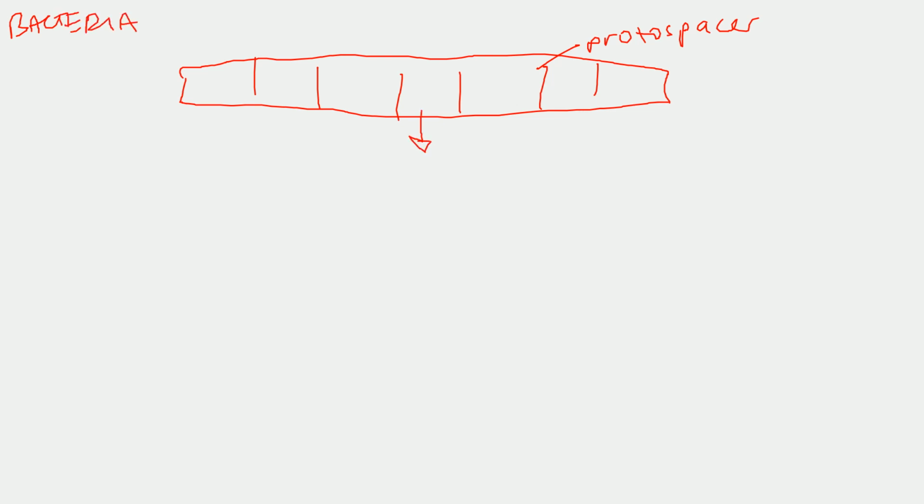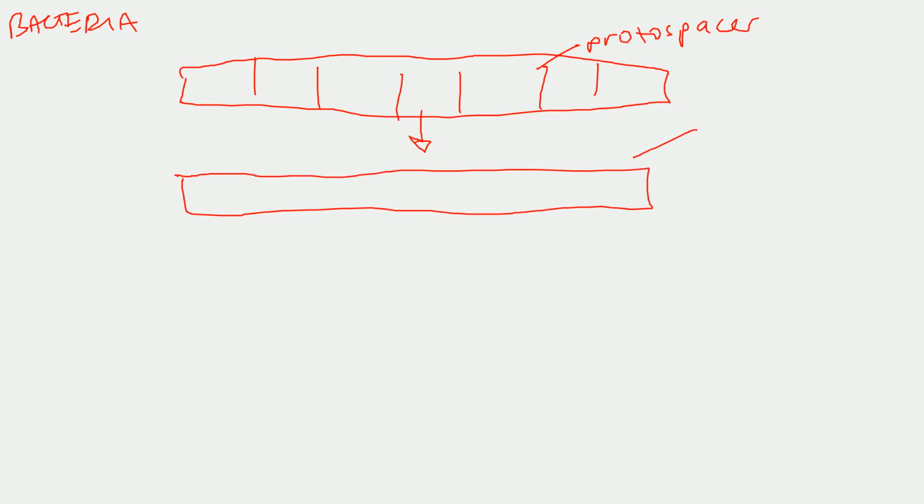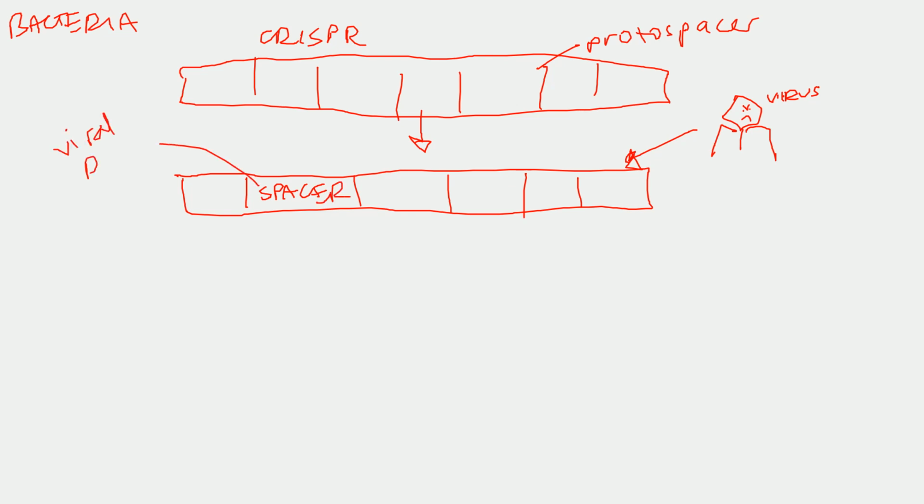What's going to happen is a virus is going to come along and want to infect our bacteria. Let's see how well I can draw a virus, not very well. I'll give him a mean face because he's mean. This is a virus here. This virus is going to inject its DNA into this CRISPR array, and then it becomes a spacer, and these spacers have viral DNA. So the CRISPR array gets injected with viral DNA and it becomes a spacer.